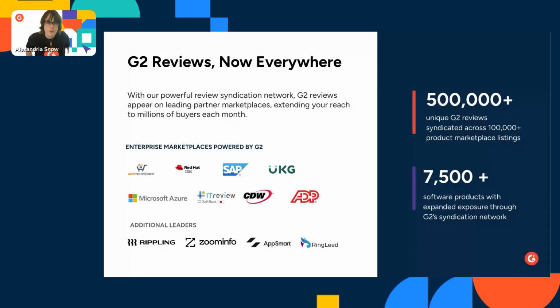Now, once you've got those reviews, it's important to note that they're not just going to exist on G2. We have a powerful review syndication network across leading partner marketplaces, which is going to extend your reach to millions of buyers each month. So whether they're searching for software on SAP or Rippling or ADP, your reviews are going to show up. And this is true for paid and unpaid. So making sure that you're driving as many reviews as possible and your profile is fully complete, because it's going to drive that traffic to your profile, is critical when you're thinking about the consideration phase.